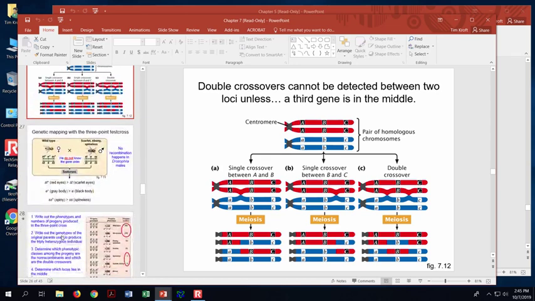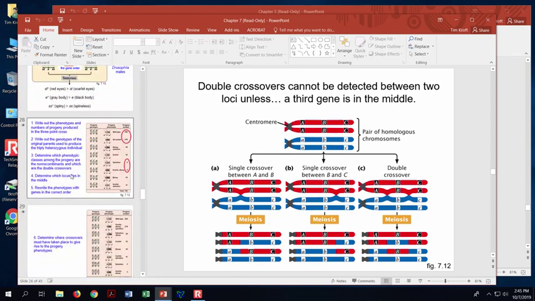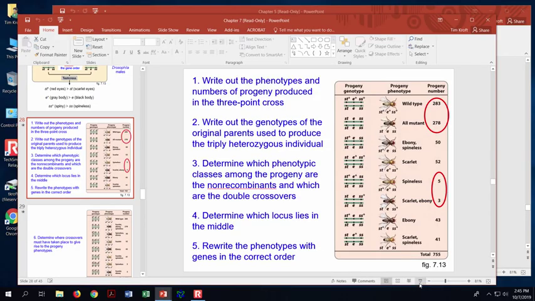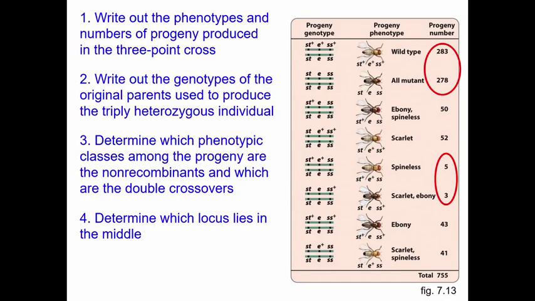So the gene that is different is the one that's going to be in the middle. Now you have to come down here and using this progeny table, decide which are the non-recombinant or parental type. That's the ones with the most, because if genes are linked, they're going to stay together more than they're going to separate apart. And then which ones are the double crossovers? That's the class that has the least.